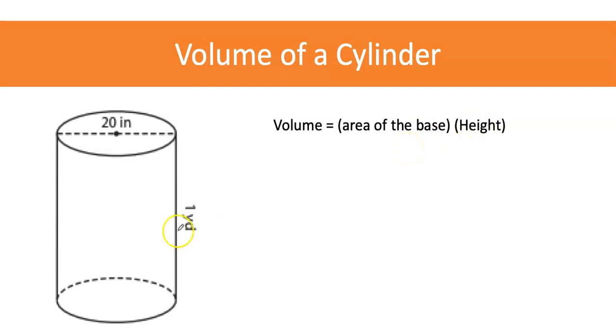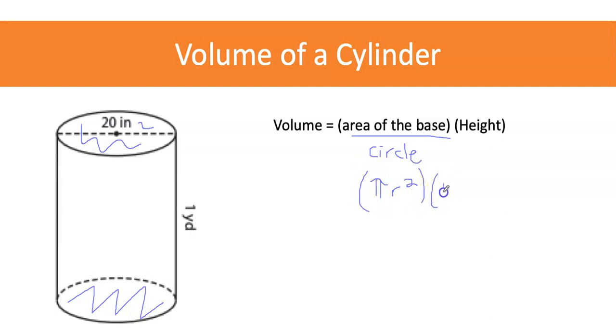First, we need to determine the shape of the base. And the base is a circle. So what we're going to do is write the formula for the area of a circle in place of these words, area of the base. The formula for the area of a circle is pi r squared. So we fill in pi r squared, and then I'm just going to write a capital H for height.